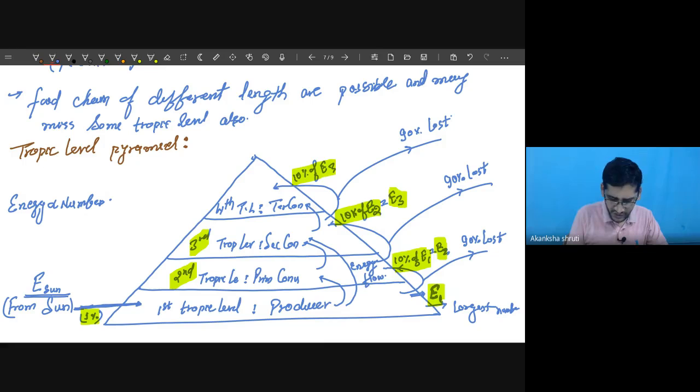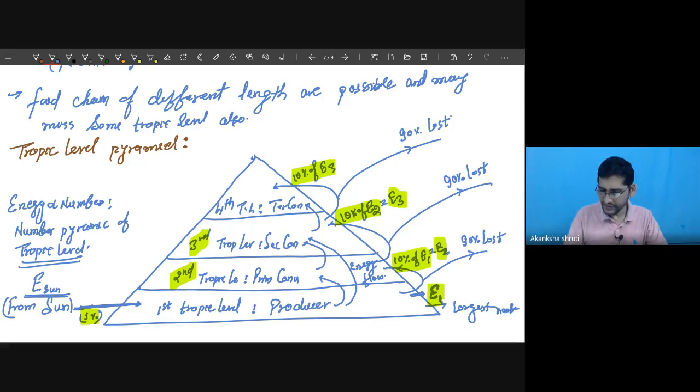So by this rule, this kind of representation is called a number pyramid. Number pyramid of the trophic levels. Why a pyramid? It is in the shape of a pyramid where the number is decreasing. So the fourth trophic level always has the lesser number of organisms. That's why lion and tiger are lesser in number, but the plants must be in the largest number. The insects must be in larger number.